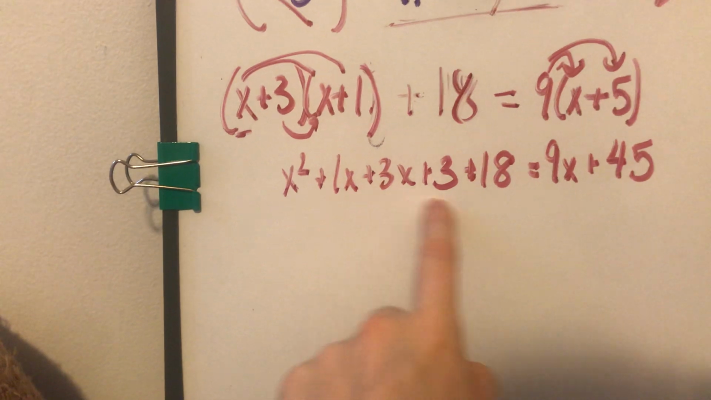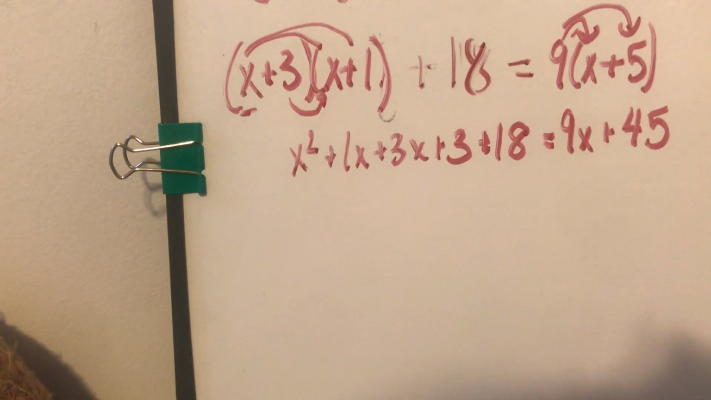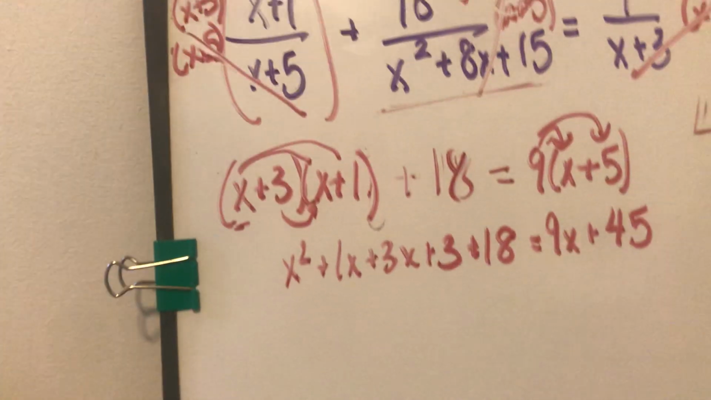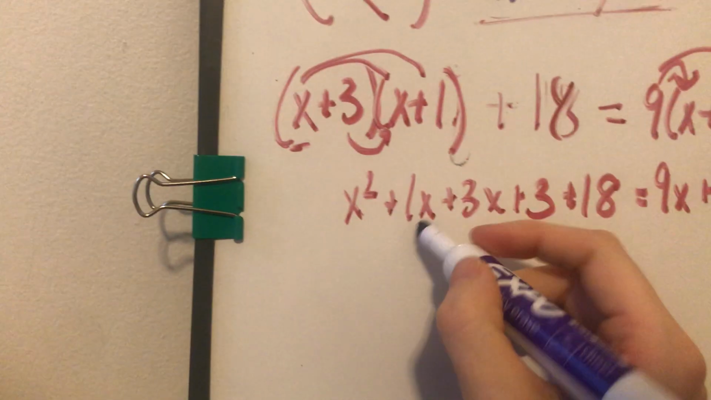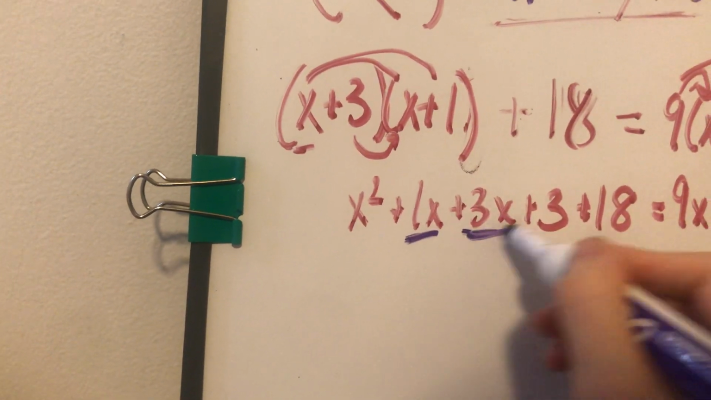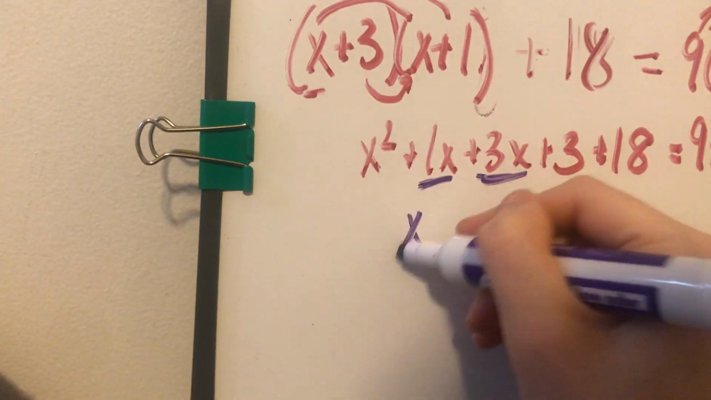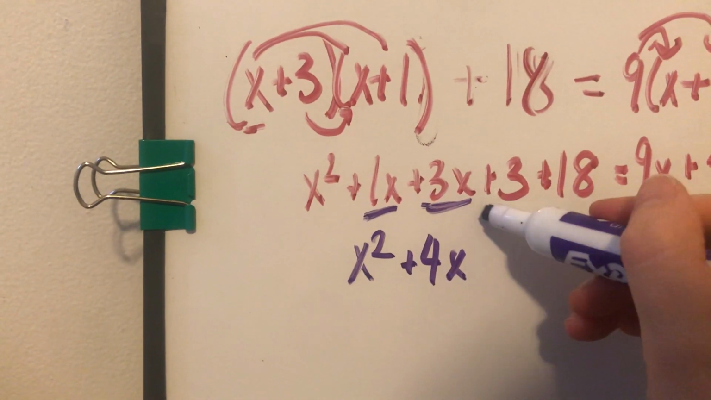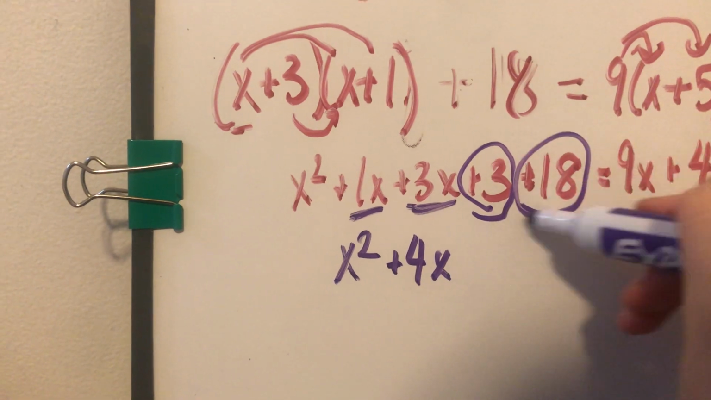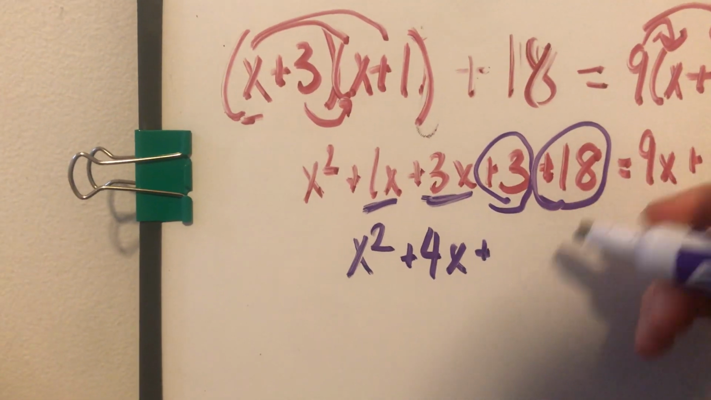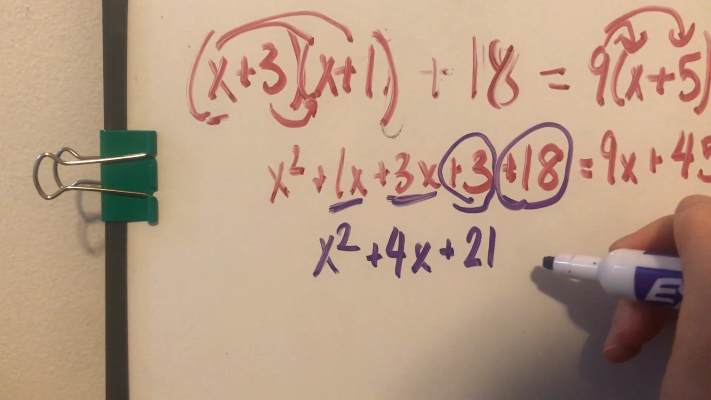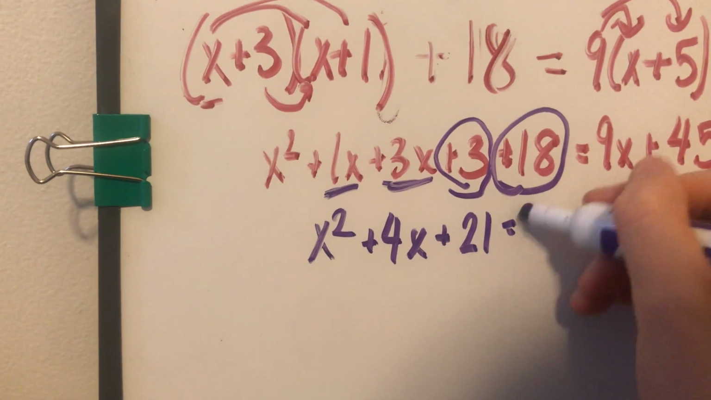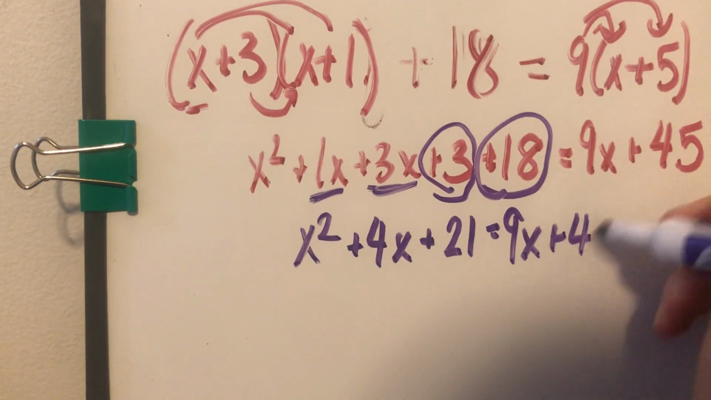Now this looks extremely long and intense. So let's start by making our life easier. Let's combine those like terms. Okay, this has an x and this has an x, so I should absolutely bring them together. X squared plus 4x. These are two numbers. I have a positive 3, I have a positive 18. Only makes sense to rewrite that as a 21 equals 9x plus 45.